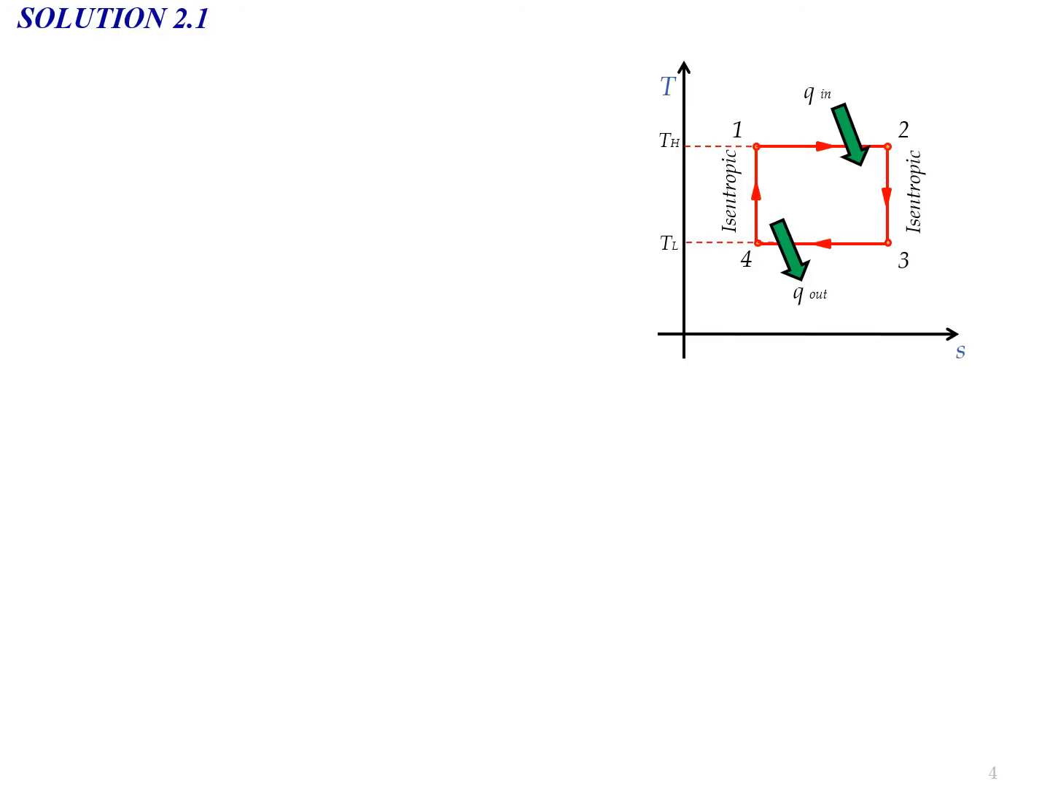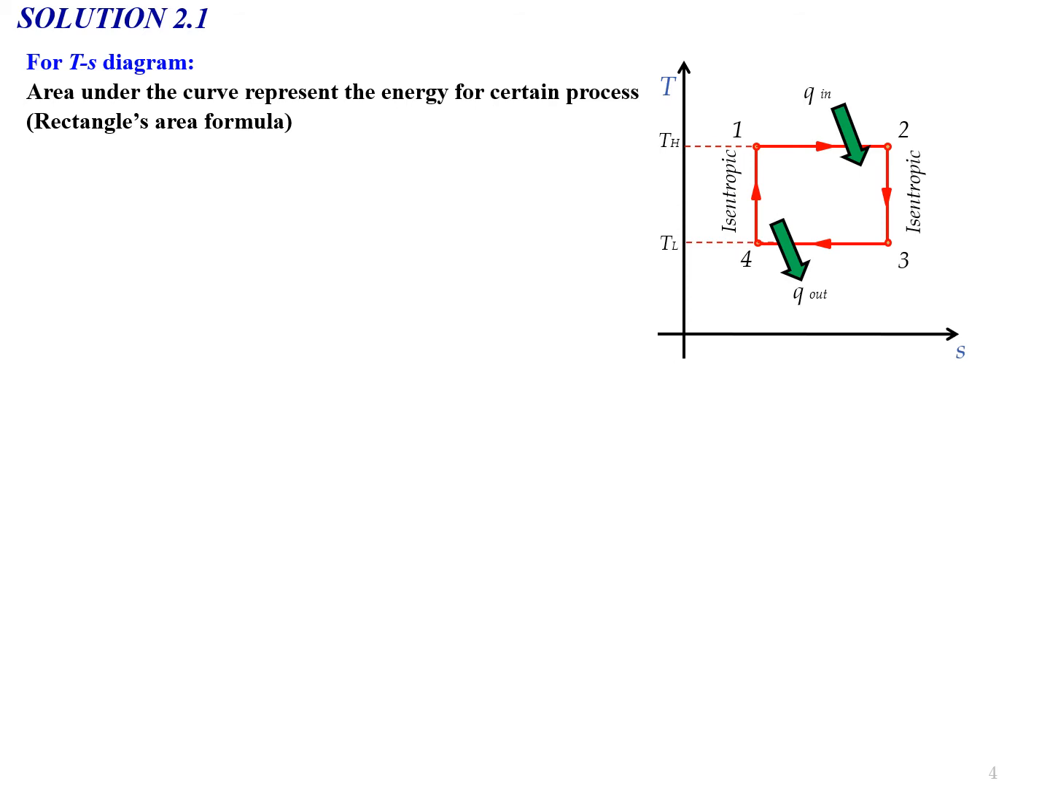From the question, actually, the question wants us to verify the thermal efficiency of the Carnot cycle. So now we look into the TS diagram. Here is the TS diagram of the Carnot cycle, and from here, we know that the area under the curve represents the energy for a certain process. So let's say process 1 to 2, the area under the process is the energy of it, and I will explain it further. First we look into the entropy value.